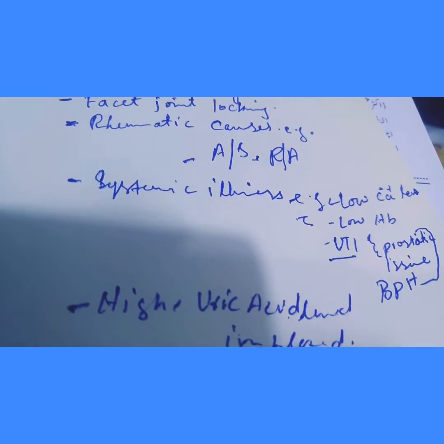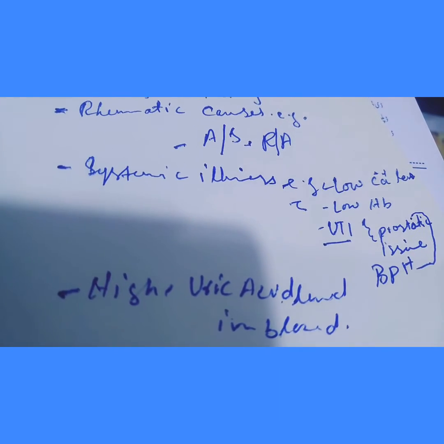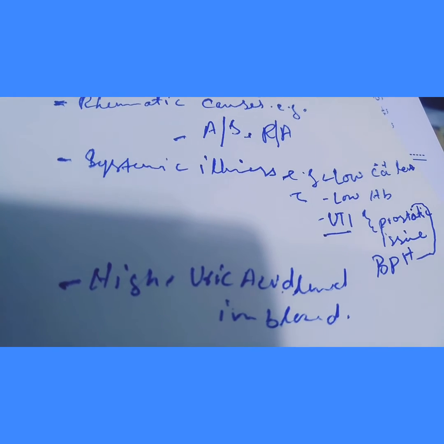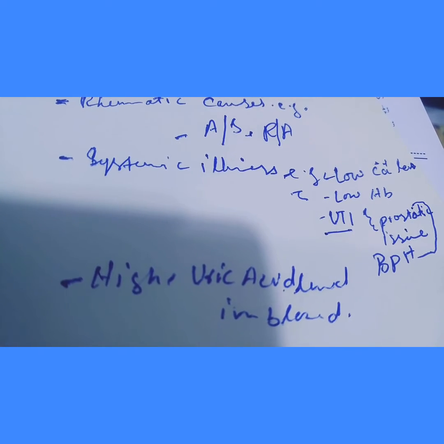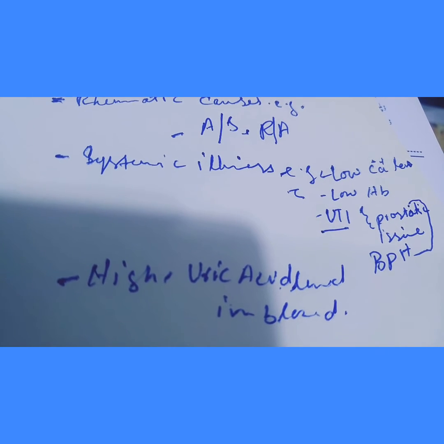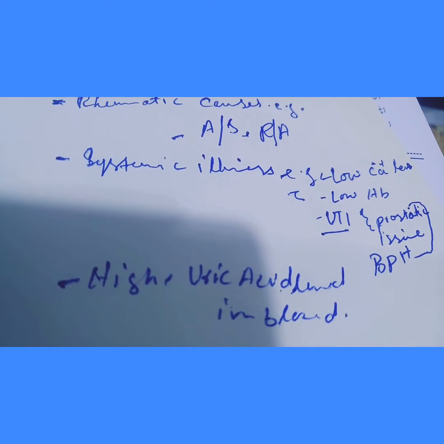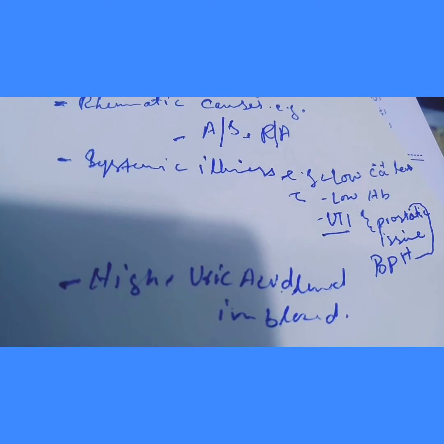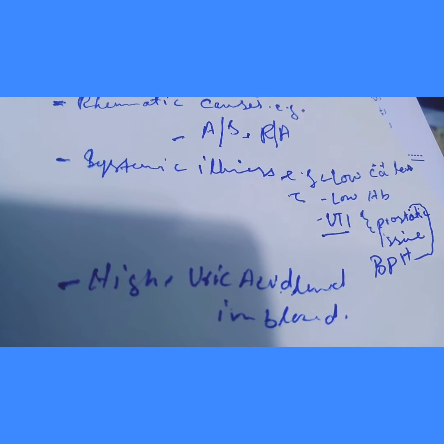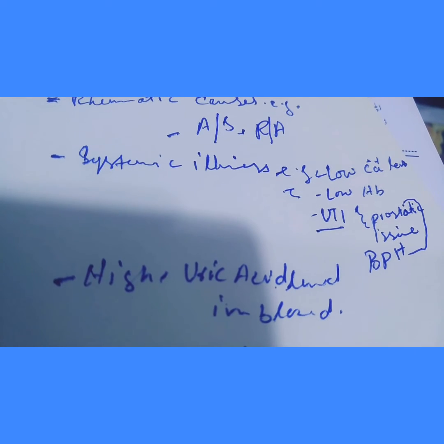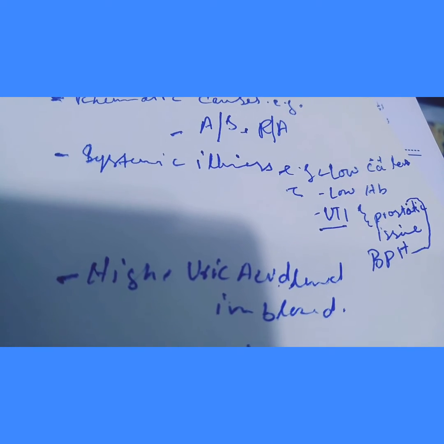In systemic illnesses, if we get a point from the patient in history that leads to these causes, then we have to measure the calcium level, biochemistry tests, CBC, urine DR for urinary tract infection, and ultrasound for prostatic issues.